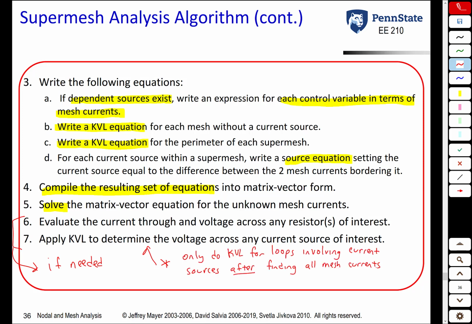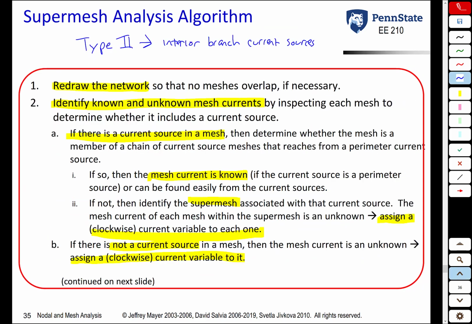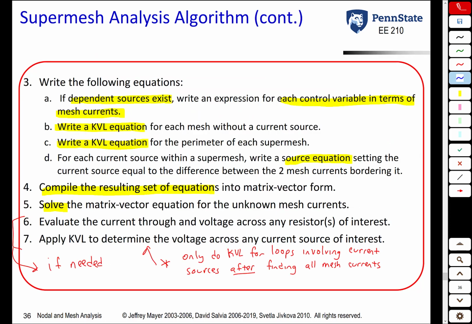So if you look at this algorithm, which steps are new? On the first page, step 2 sub 2 is new. So these are our new steps. Step 2, where you identify super meshes, is a new step we didn't have before. And then in step 3, when you're writing the equations, writing the KVL equations for the super meshes is new, and writing the source equations for the super meshes is new. The rest of the steps are all the same as for type 1 circuits.